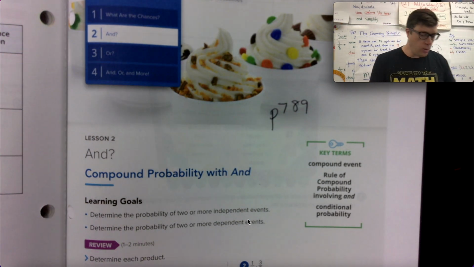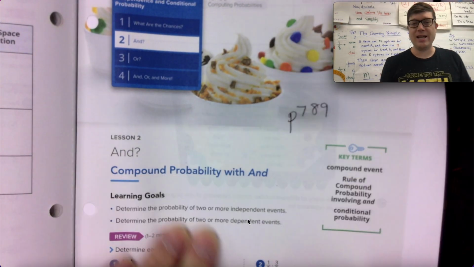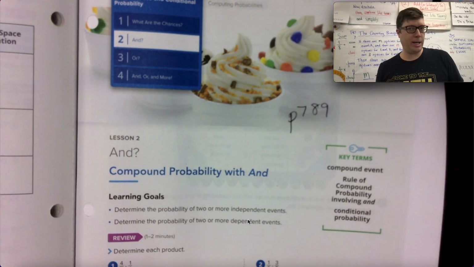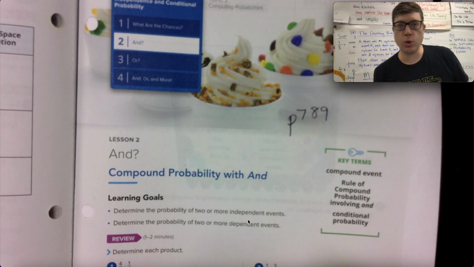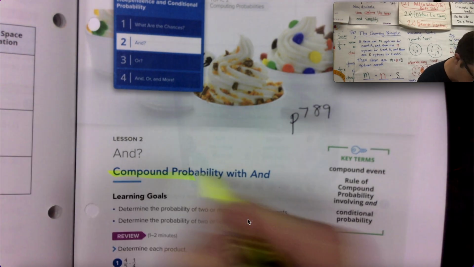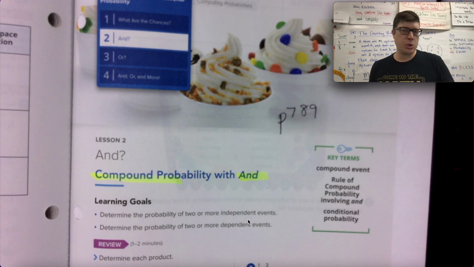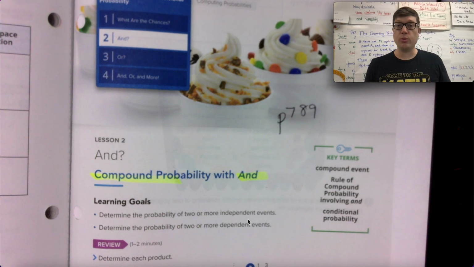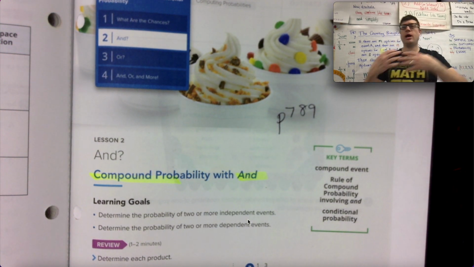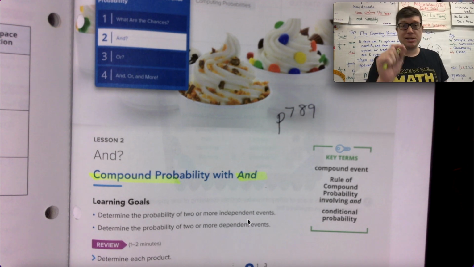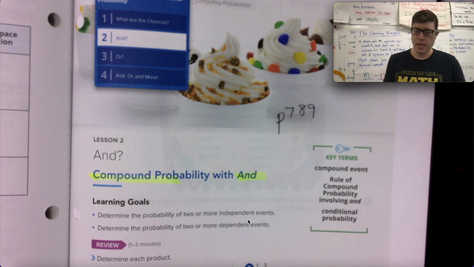For starters, what we're talking about in this lesson today is launching the idea of compound probability using the word "and," which we've seen in the descriptions from the introductory lesson 1, but we're going to really dive into what it is, how we use it, and what mathematics you need to remember in order to answer it.